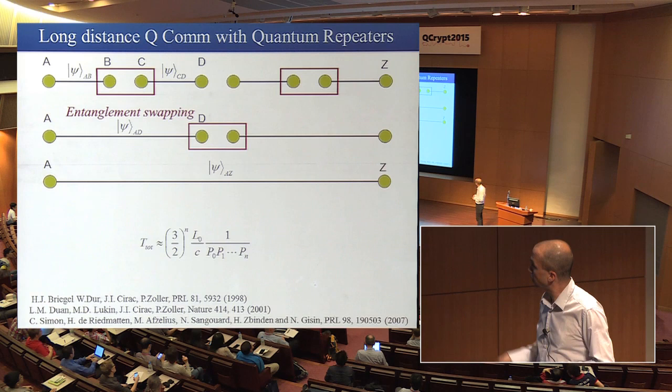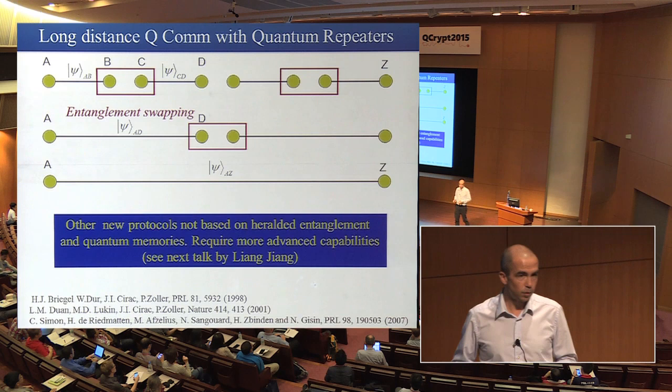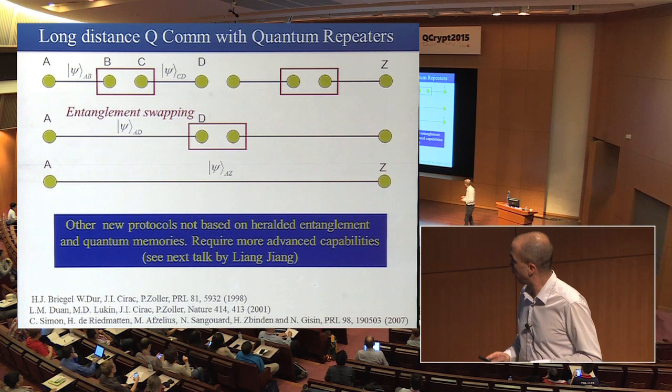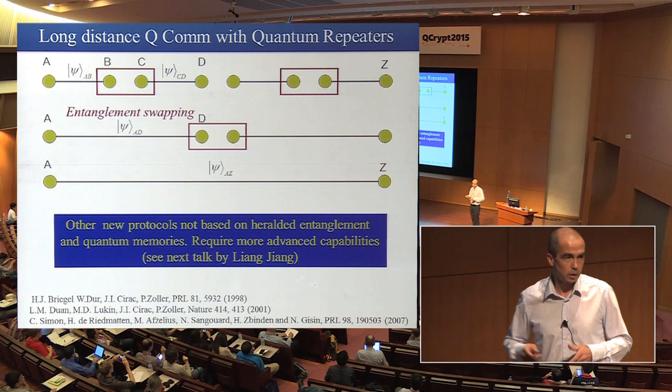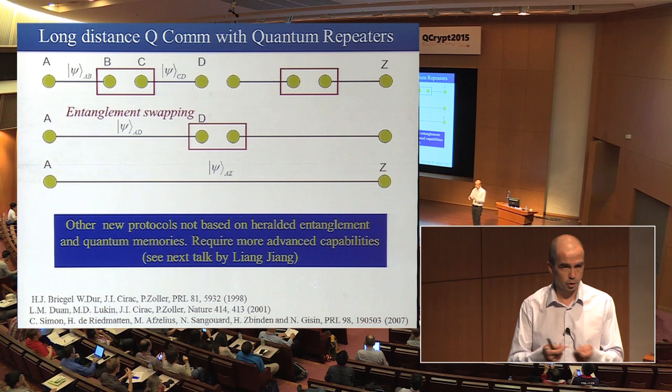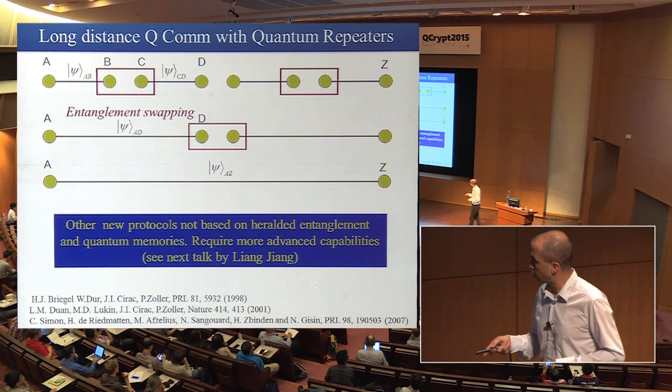Okay, so there are actually also other protocols that have been proposed which do not rely on this heralded entanglement and are not constrained by this communication time, for example. They also do not rely that much on quantum memory, so they can relax the protocol a lot on quantum memories. On the other hand, they require much more advanced capabilities in terms of interaction between qubits, for example. So I will not talk about this during this talk, but you will hear about it in the next talk by Liang Zhang.